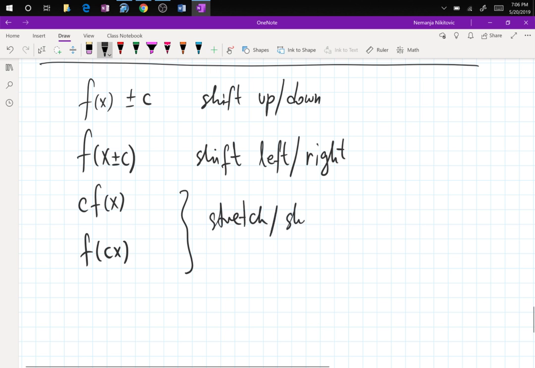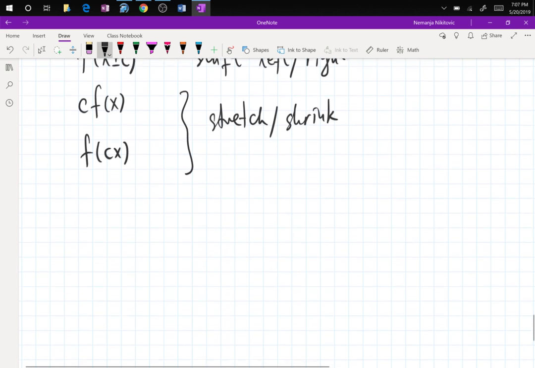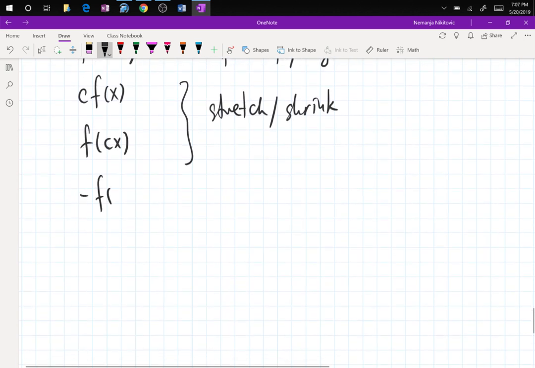Stretch, shrink. And finally, we can have negative f of x or f of negative x. Reflection on y-axis.